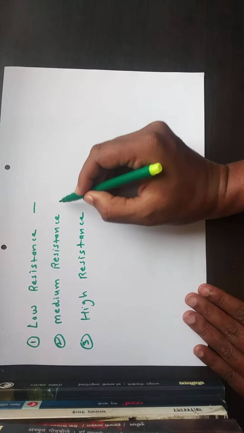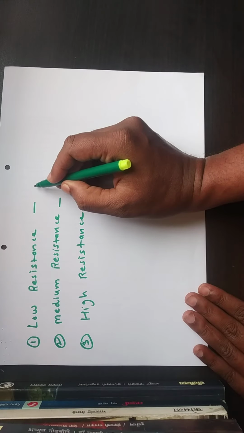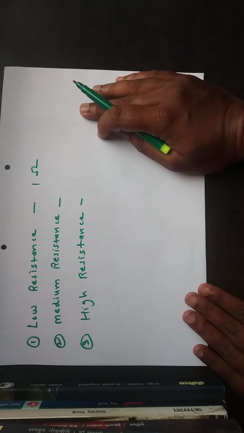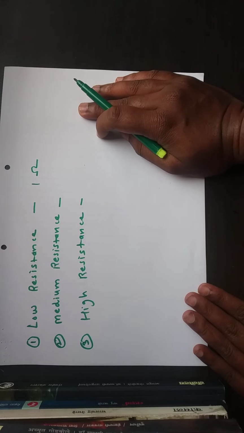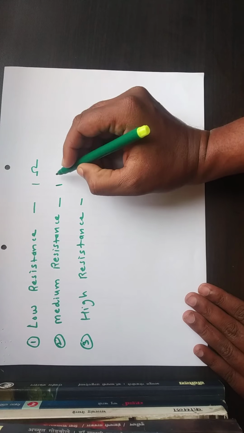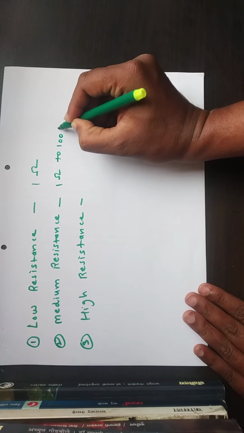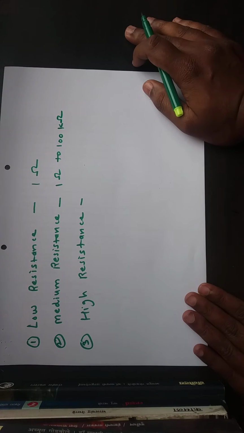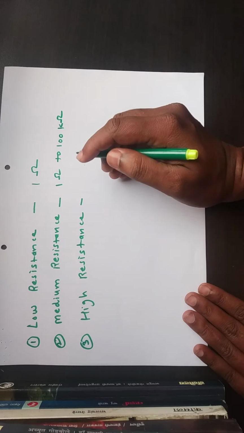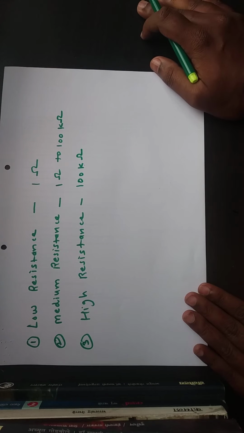So for example, let's start with the low resistance. Resistance of the order of 1 ohm is considered a low resistance. Resistance from 1 ohm up to 100 kilo ohm is considered a medium resistance, and resistance above 100 kilo ohm is treated as a high resistance.